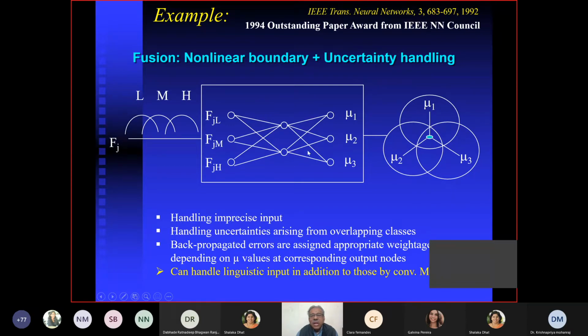So this is called a fuzzy neural network, because you haven't touched the neural network. You have bought it from the market, but you have played with it here and you have augmented it.